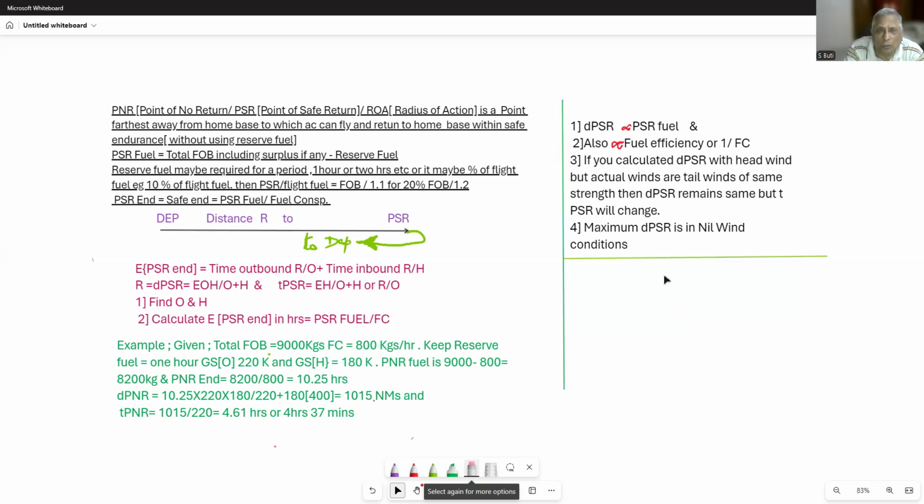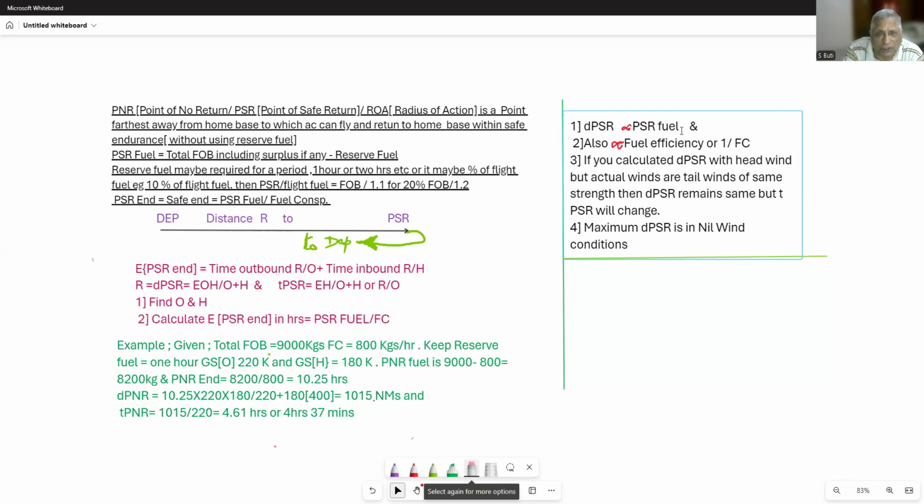Now, if you have calculated the DPSR with the headwind conditions given to you by the MET, but maybe you applied it wrong by mistake, or you find the actual winds are tailwinds of the same strength, then what will happen? Your DPSR will remain the same. Your O will become H and H will become O now, and O plus H is the same. DPSR will remain the same, but time to PSR, R divided by the ground speed outbound, will now change. So time to PNR will change.